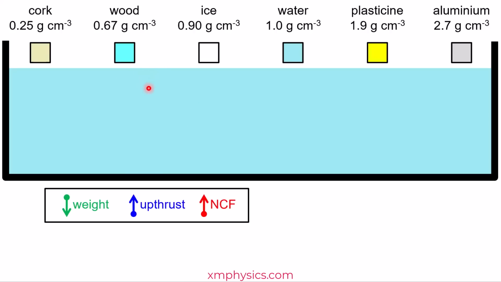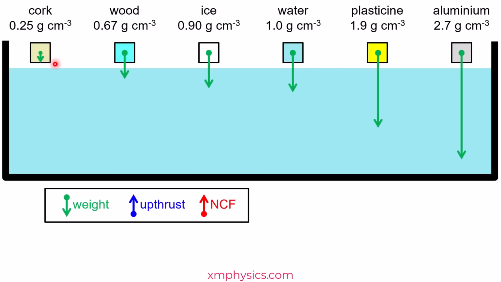Okay, I assume you have made your sketches. So I'm going to go through the answers now. For the ease of discussion, let's assume that all these cubes have a volume of exactly 1 cm cube. So all of them will have different weights. The cork, for example, will have a mass of 0.25 grams, whereas the plasticine will have a mass of 1.9 grams. Let's start with the cork.